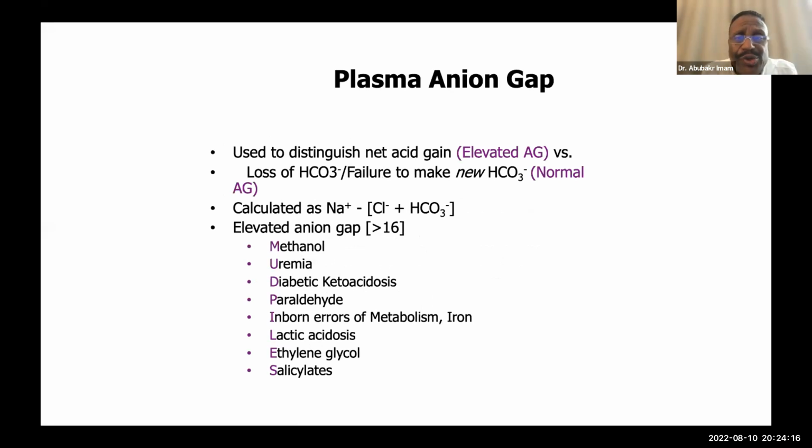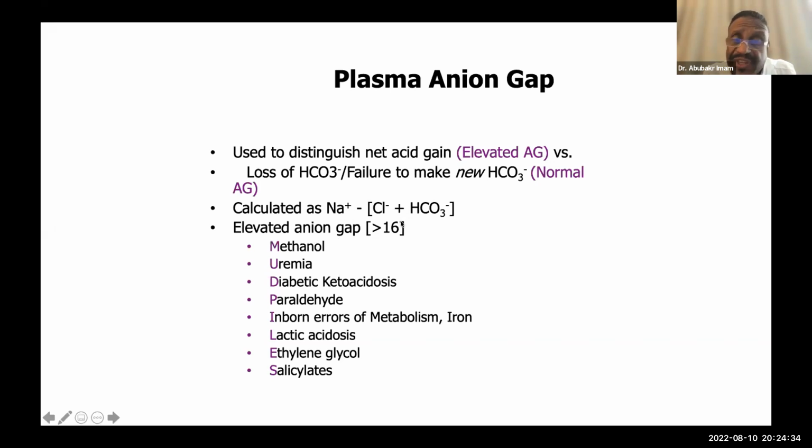When do we think that there is a high anion gap? Well, it could be due to other things. How do we measure the anion gap? Sodium, minus chloride and bicarbonate. As I mentioned earlier, any number between 8 and 16 is normal.